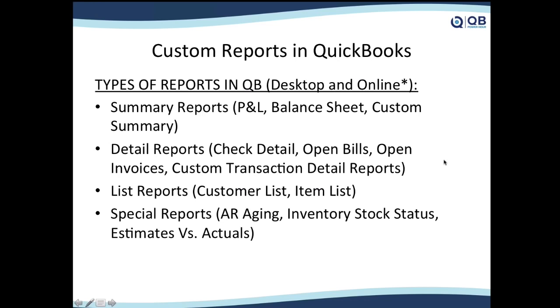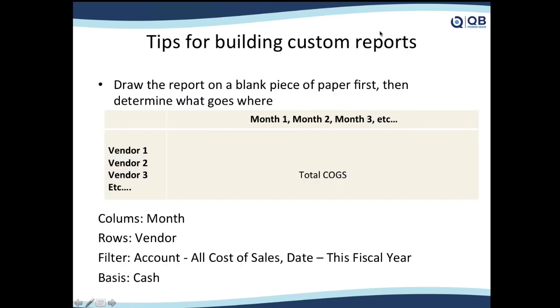Then there are list reports. List reports do not contain transactions. They only contain vendor names, customer names, item names, account names. And then there are the special reports. Some of them can be filtered, some of them can't. That's why we call them special reports, because they have specific purposes and we really can't tweak them so much. Something like an AR aging, estimate versus actual, or stock inventory status would be considered a special report.